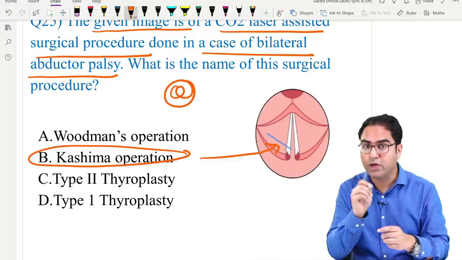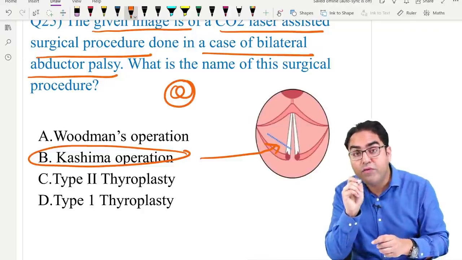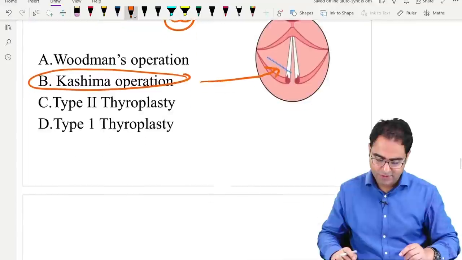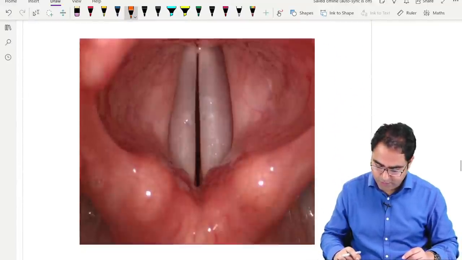Read the question carefully. They confuse you. Immediate treatment or definitive treatment? Immediate treatment, tracheostomy, beta. Very good.